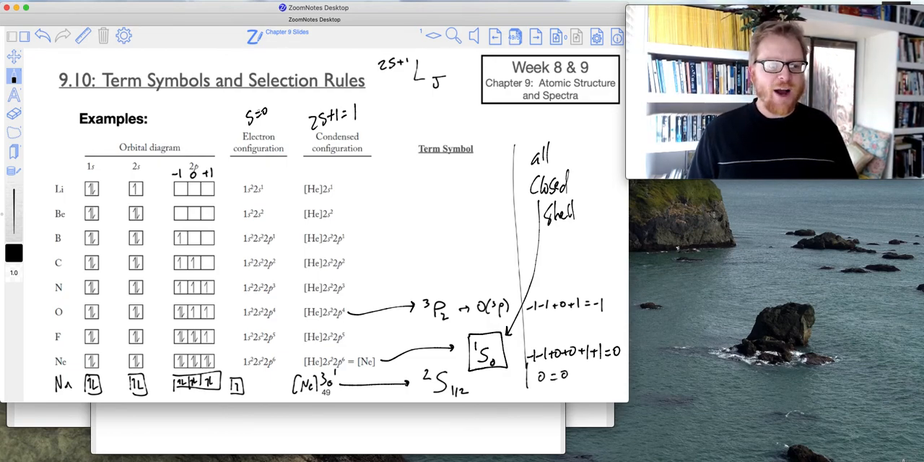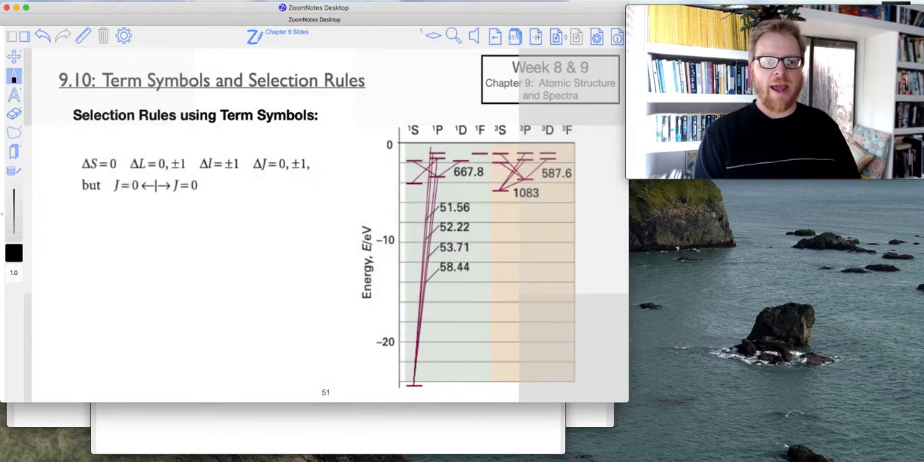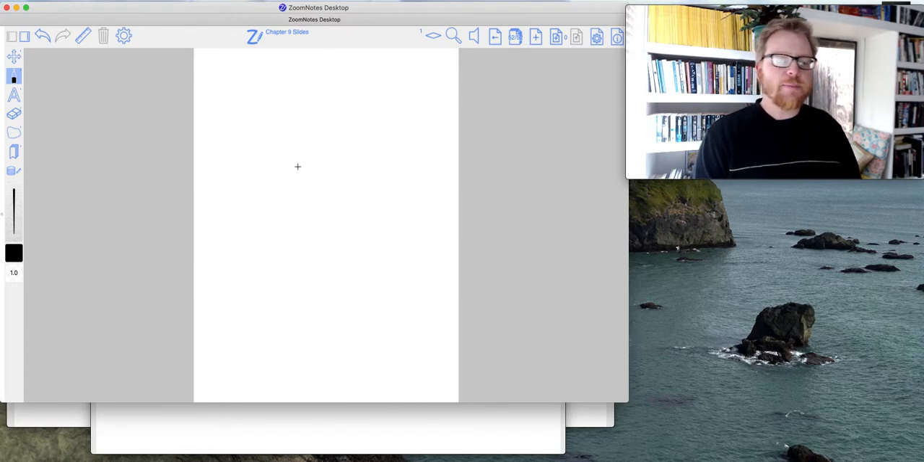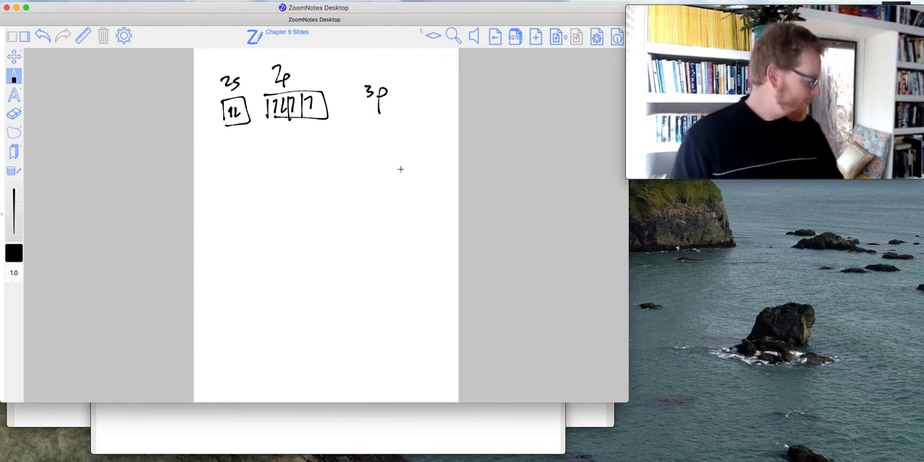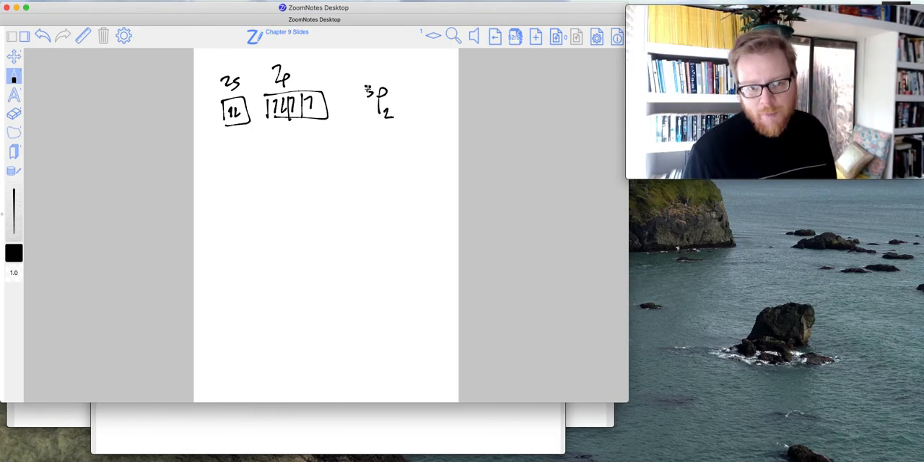So let's do an excited state here. I'm going to go to a new page really quick. So let's suppose we have excited state oxygen. Just to show you where we're going with this, we recognize that ground state oxygen was 2s and 2p, so it looked like this, and that main term was a triplet P. Technically, it's a triplet P2, but we mostly just notate it as a triplet P.